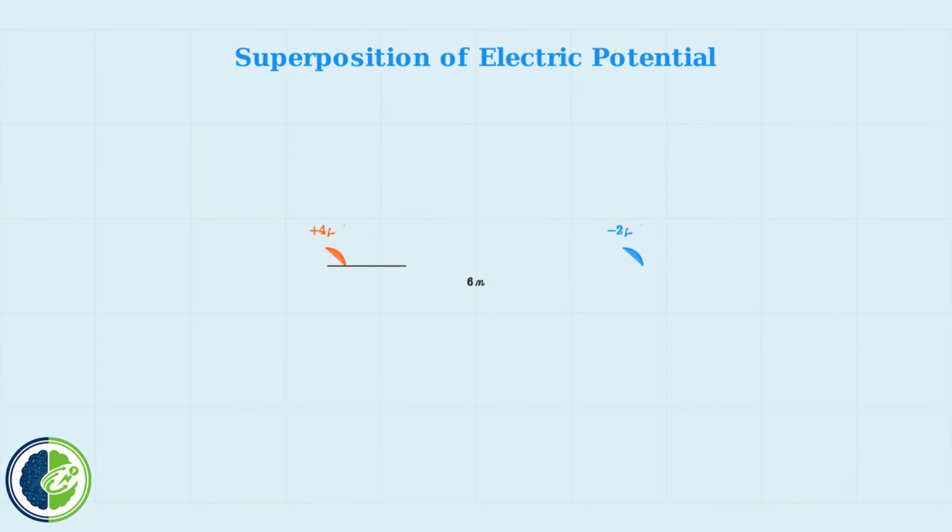Let's demonstrate this with a concrete example. We have two point charges, a positive charge of +4 microcoulombs and a negative charge of -2 microcoulombs, separated by a distance of 6 meters. Now we want to find the total electric potential at point P, which is located 3 meters from the positive charge and 4 meters from the negative charge.